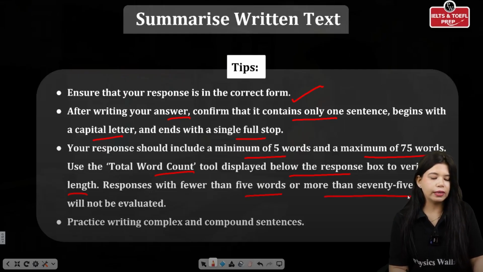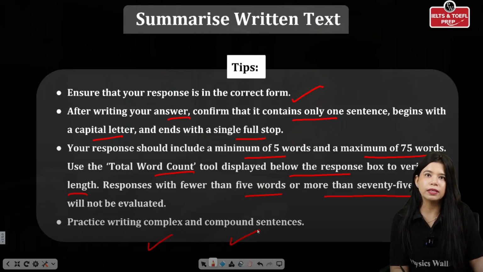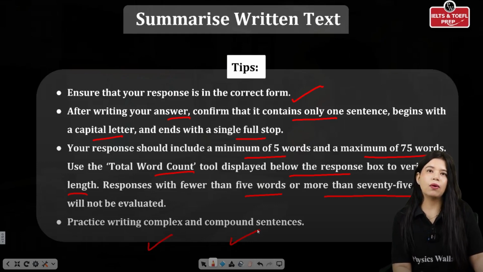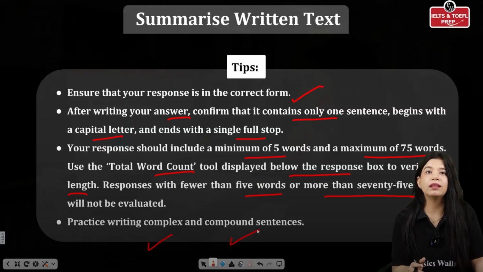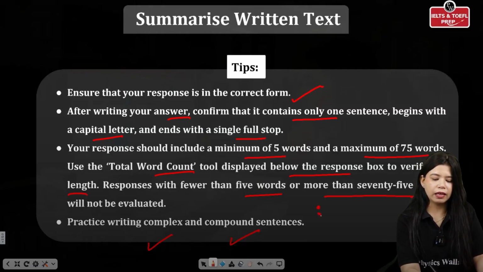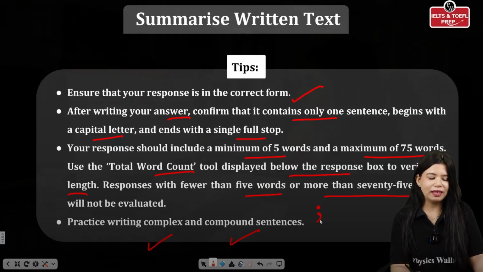And for this question type, it's incredibly vital to learn the rules of complex and compound sentences. And when we talk about complex and compound sentences, conjunctions come into the picture, and with conjunctions you need to understand the comma rules also. One other thing that will help you in this question type is understanding how to use semicolons correctly. So that is about summarized written text.